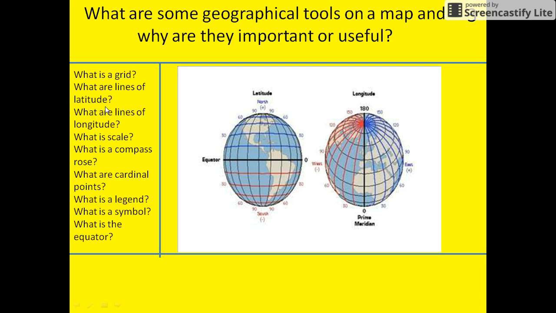So again, what are lines of latitude? Lines that go around the Earth, if you would. And lines of longitude are lines that go from the top to the bottom. And the main line is called the prime meridian. And the equator is the main line that goes across. It divides the Earth into north and south. The equator separates the Earth into north and south. And the prime meridian divides the Earth into east and west. Just so you know.